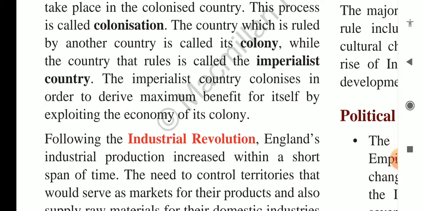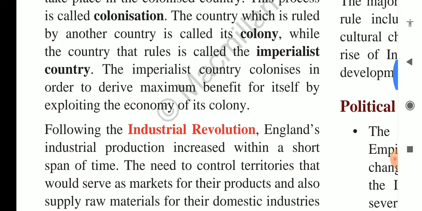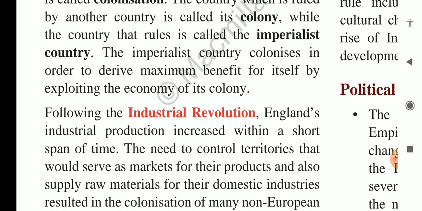But at that time, we are just talking about 200 years ago, there was no such arrangement, and one country used to attack another country, and many countries were ruled by the British and many other countries also. So why did they colonize the country? Because they wanted some benefits, maximum benefits, from their colonized country.